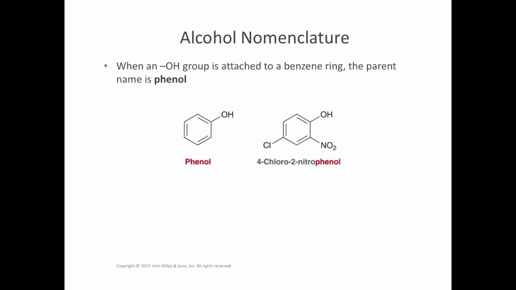When an OH is attached to a benzene ring, the parent name is phenol. And then if you have additional substituents, you would number so that the first substituent gets the lowest possible number. So this becomes 4-chloro-2-nitrophenol because an NO2 group is a nitro group.